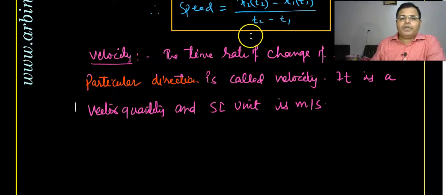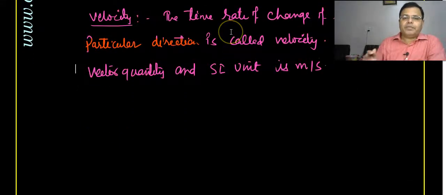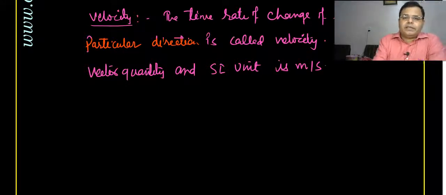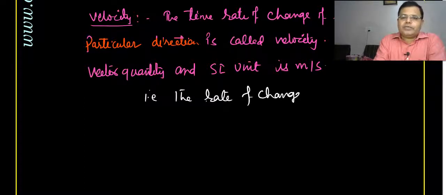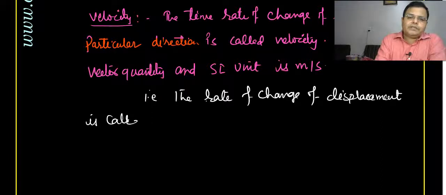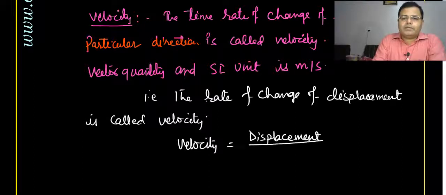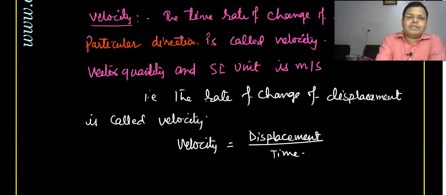Whether a particle is moving in one dimension, two dimension or three dimension, if the direction of the position of the particle at an instant of time changes, the velocity will also change. In another word, velocity is the rate of change of displacement. So velocity is nothing else but displacement by time. Velocity is defined as displacement upon time.